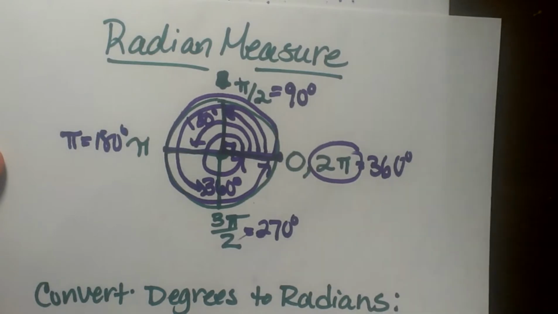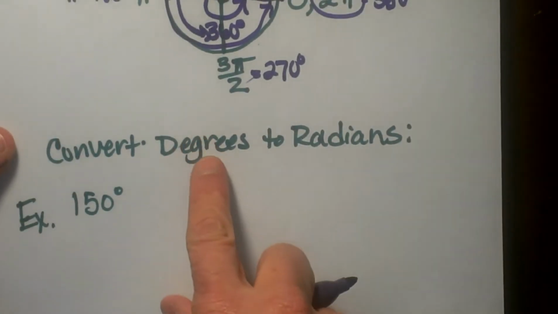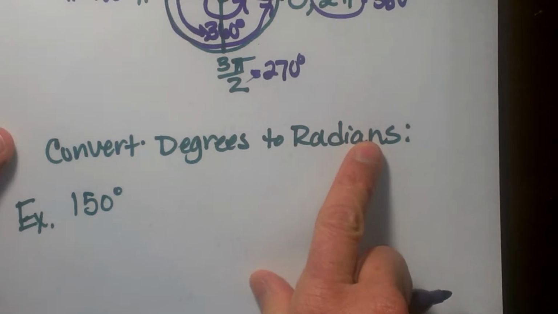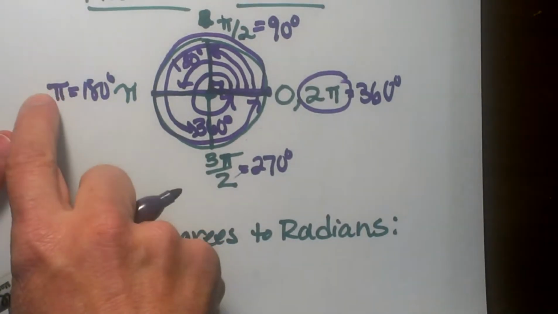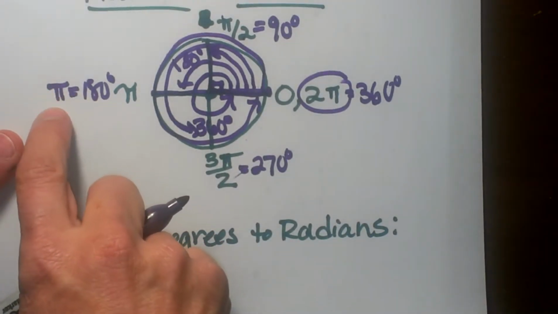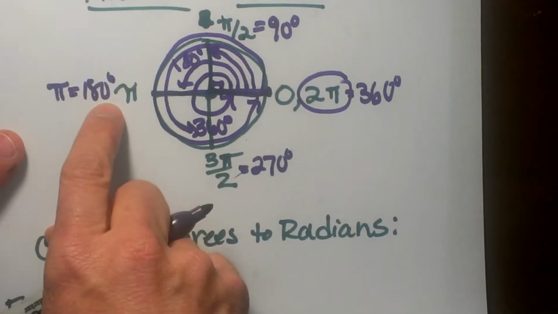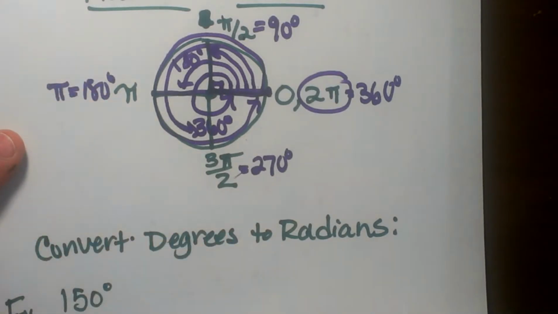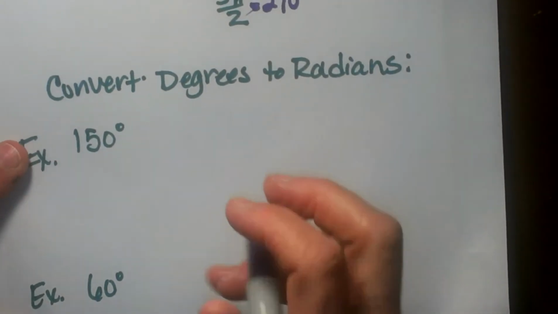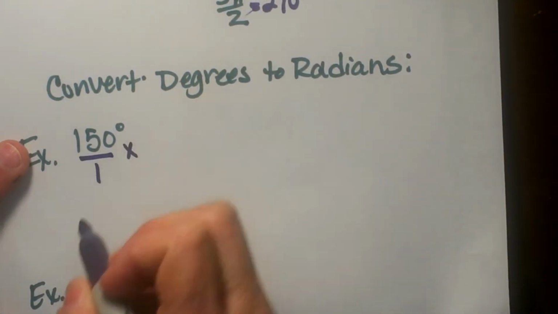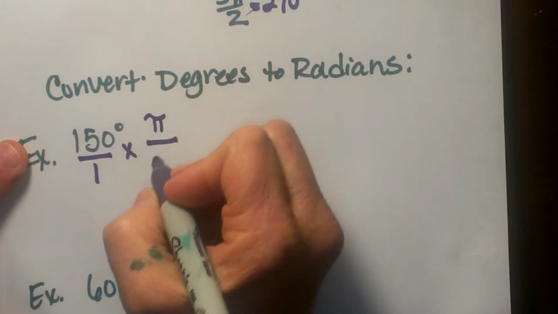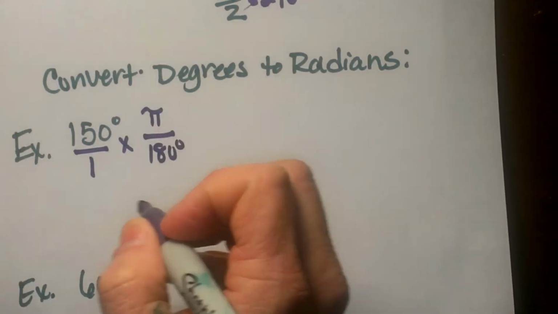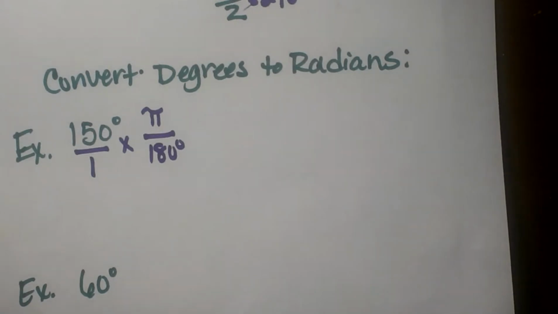Now let's talk about converting. If we need to convert from degrees back to radians, we're going to use a very easy proportion. Look back here at our circle, and we know that pi radians is equal to 180 degrees. So I can actually just make a fraction out of that, and that fraction is equal to 1. So I'm going to multiply this degree measure, 150 degrees, by the fraction pi over 180. And that is how I'm going to convert from degrees over to radians.